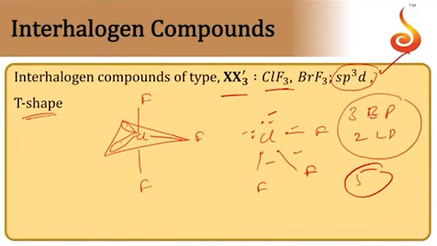6 pairs stands for sp3d2. 4 pairs will stand for sp3 hybridization. That way we can find hybridization and structure.